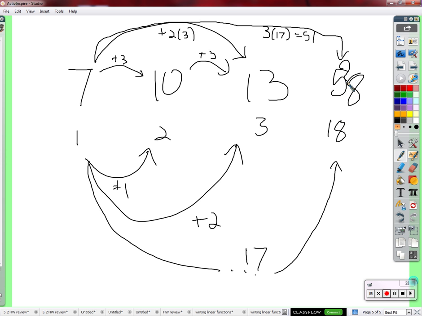Yeah. Okay. Constant rate of change is a really important concept. We're going to expand this out in the days to come. Okay. You're doing really well with this.